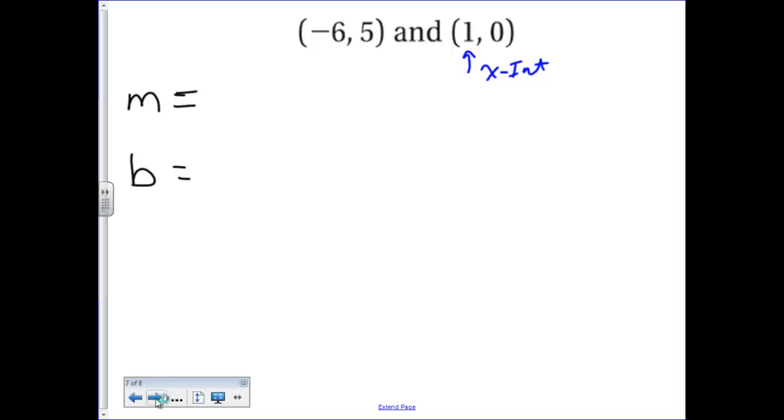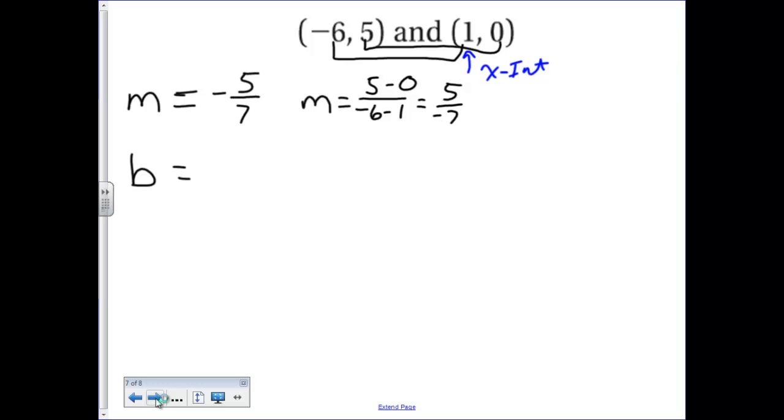Let's go ahead and calculate the m first. So m is going to equal, let's do 5 minus 0 over negative 6 minus 1. And that ends up giving us 5 over negative 7. So my slope is negative 5/7.